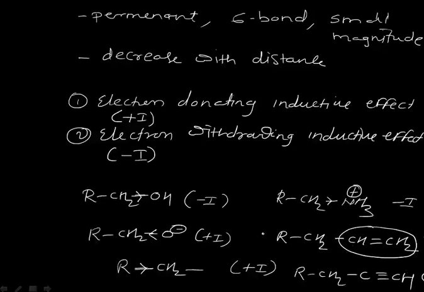This is why, when you go from this to this, here it is sp2 hybridized and this one is sp3 hybridized. Your alkene group is sp2 hybridized, alkyne is sp3 hybridized. Here the percent of s character is more, and because of that the minus I effect comes into the picture.